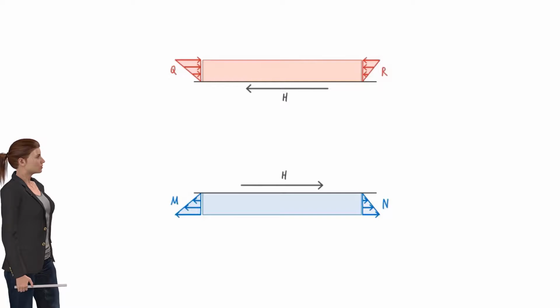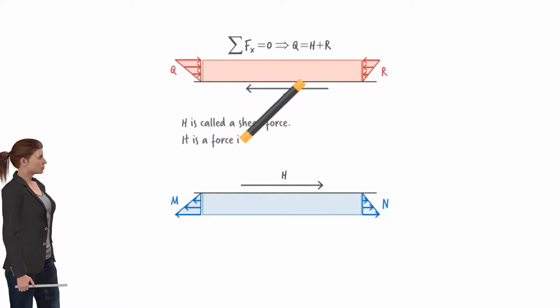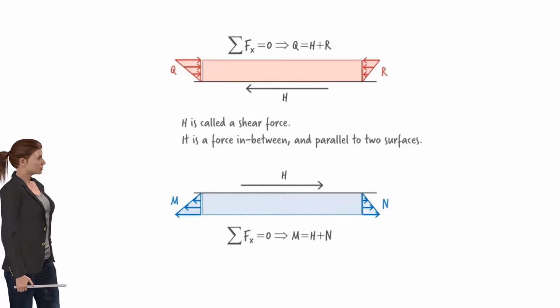Why does such a force exist? To maintain static equilibrium. Since Q is greater than R, another horizontal force needs to be present for the sum of the forces in the x direction to vanish. We call this a shear force, H. It is the force that bonds the compression and tension zones together.